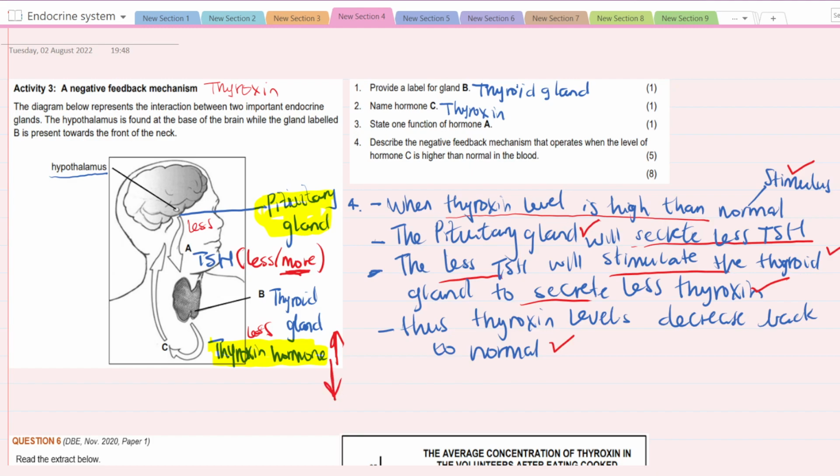Vice versa, if the thyroxin hormone levels decrease, then the pituitary gland will try to secrete more of the TSH, and then more TSH will be stimulating the thyroid gland to secrete more thyroxin hormone. Then the thyroxin hormone will increase back to normal. So that is how the negative feedback works. I will do another activity which is based on an investigation.